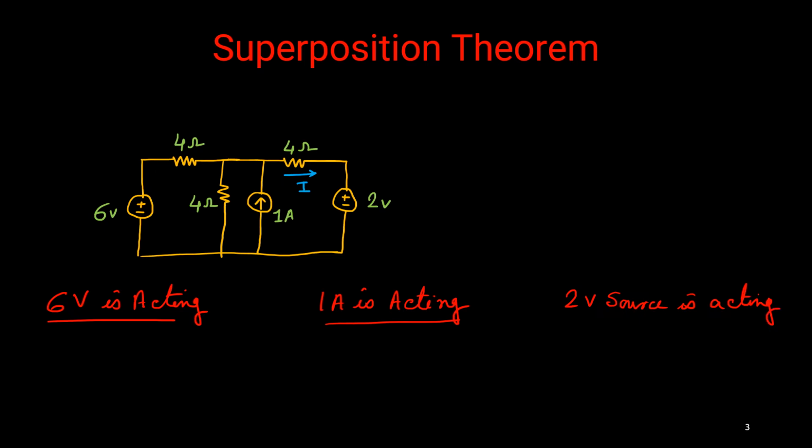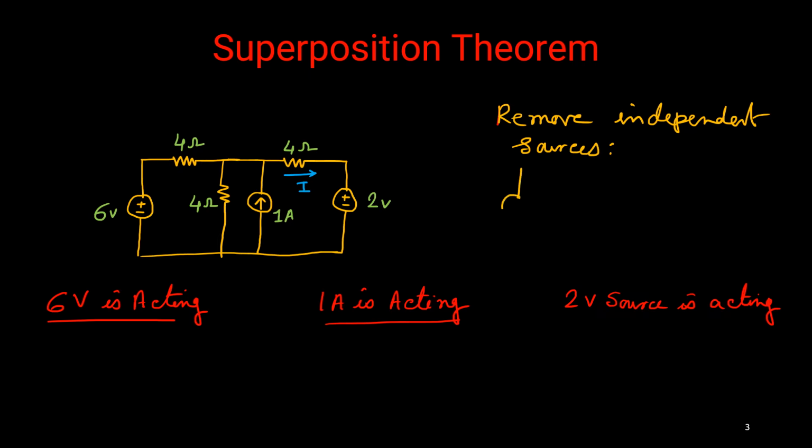Right? And remember that while one source is acting, the other sources you have to remove. And remove means you have to make their values zero. If it is independent, other sources means independent sources, remember. So this is important: remove independent sources, right? So how will you remove this one?